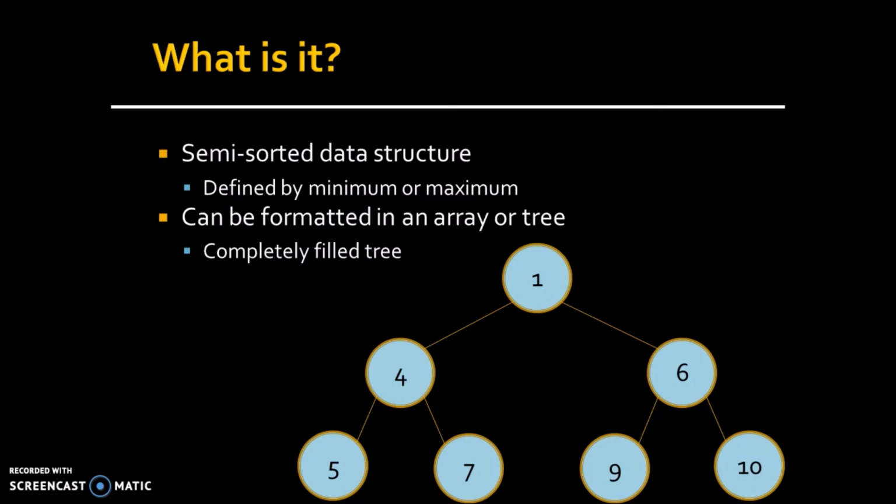It's semi-sorted because when it's defined by the minimum or maximum, only the greatest or least value is at the root, but beyond that, it does not necessarily follow an exact sort from least to greatest. For the purposes of this video, we will be discussing a minimum heap, the more common of the two types.